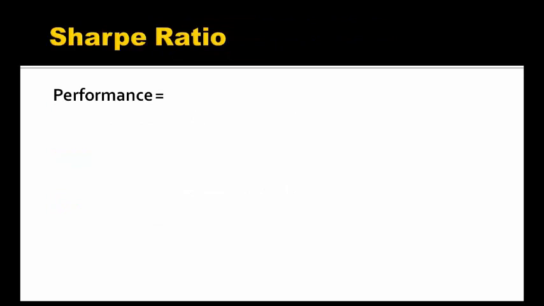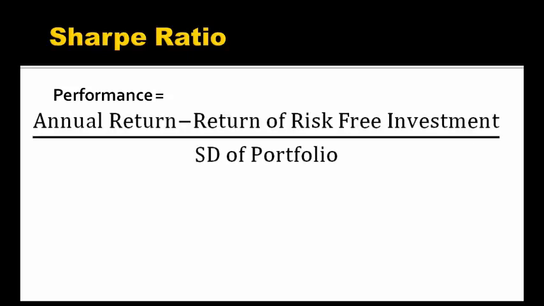Okay, now we discuss the Sharpe ratio. How to calculate the performance of the mutual fund as per the Sharpe ratio? There is a particular formula: annual return minus return of risk-free investment divided by standard deviation of portfolio. What is the formula as per the Sharpe ratio? Annual return minus return of risk-free investment divided by standard deviation of portfolio.